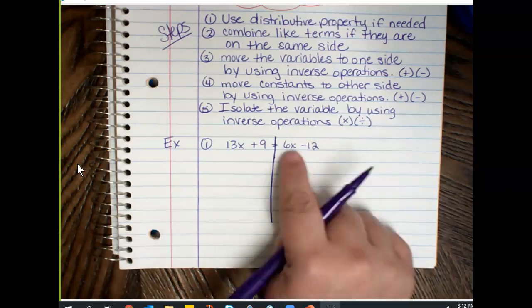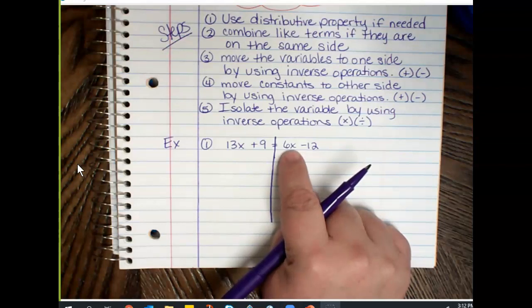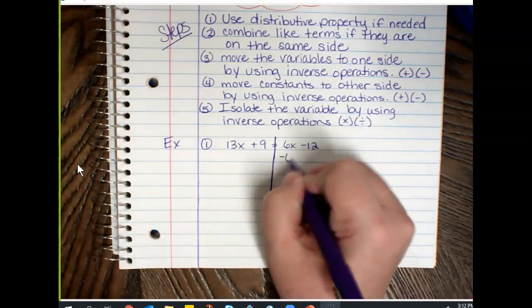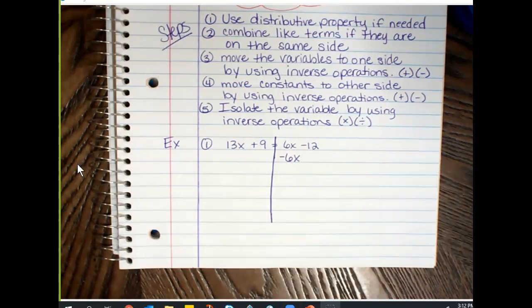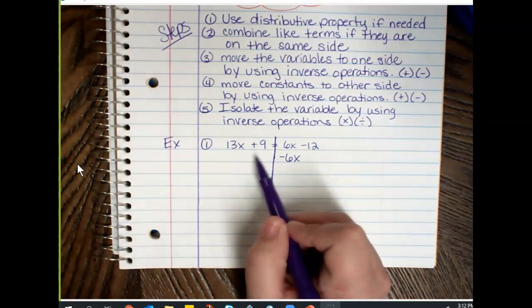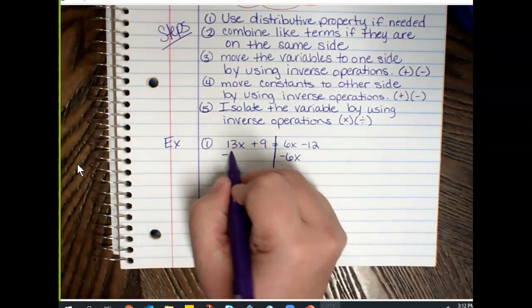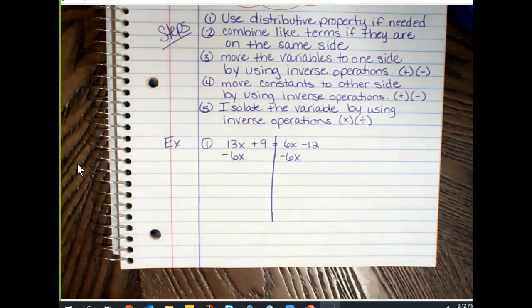All right, so I need to move this 6x. Well, is this 6x positive or negative? It's positive. So what's the opposite of positive? Negative, or subtracting. So I'm going to subtract 6x. What you do to one side, you do to the other. But I'm not just going to write it anywhere. I'm going to be organized. I'm going to write my subtract 6x underneath my x's. Keep them organized.